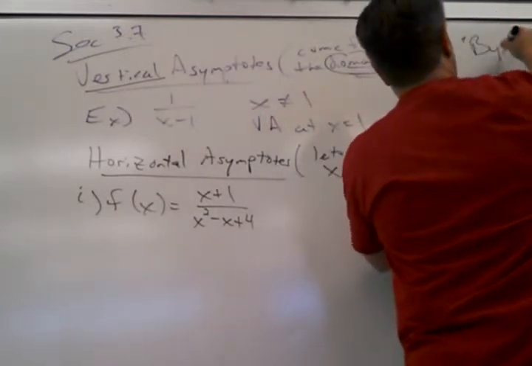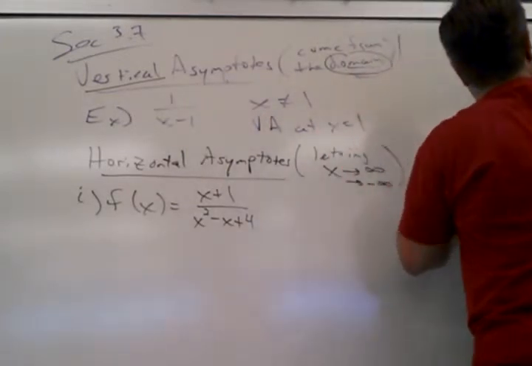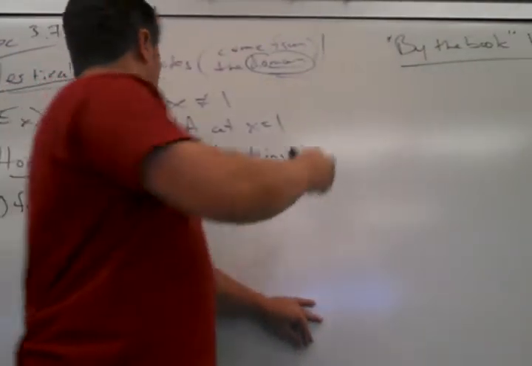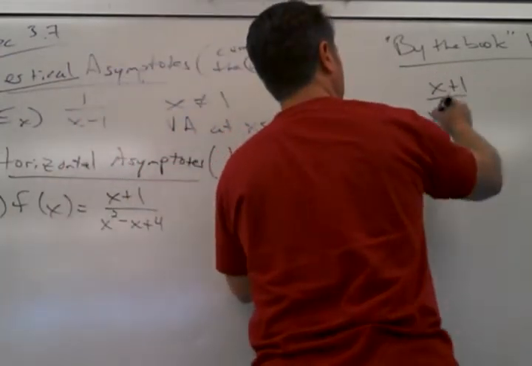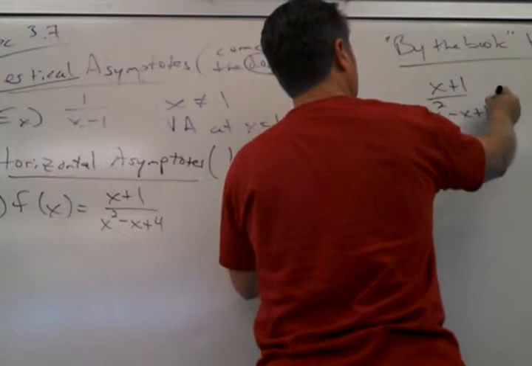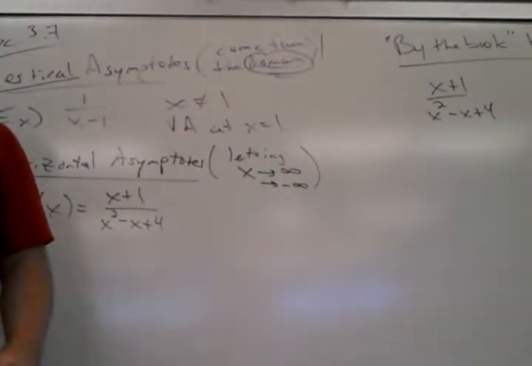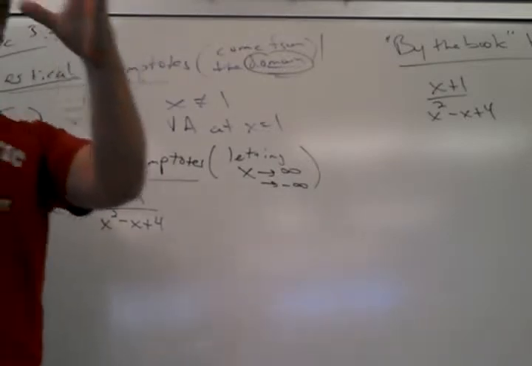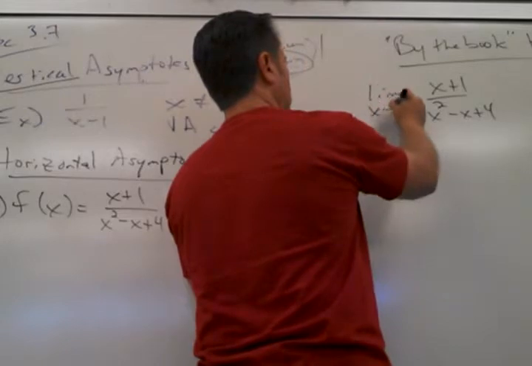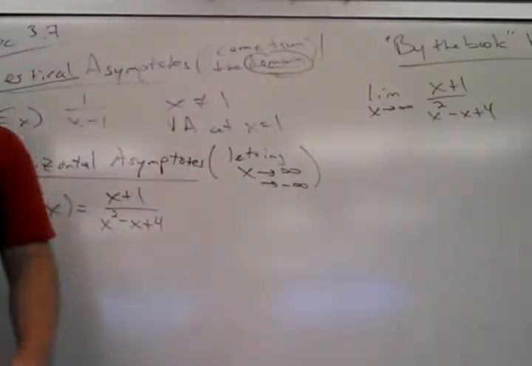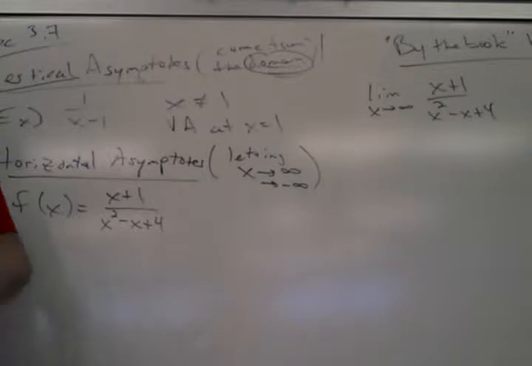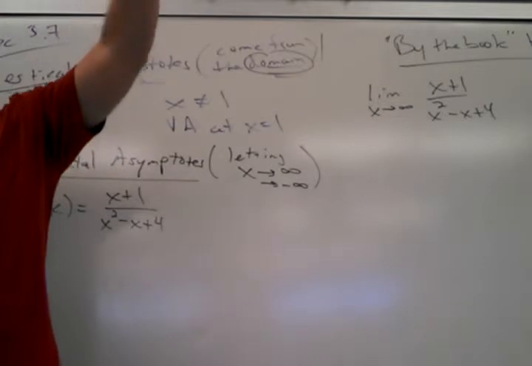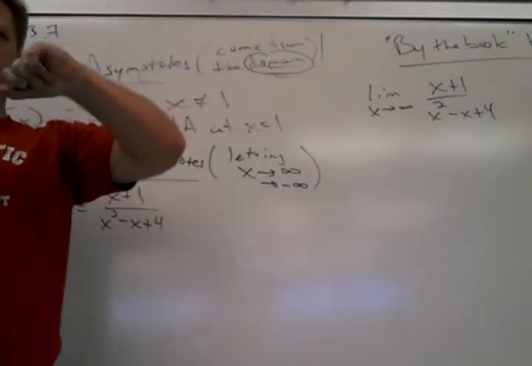So, by the book, horizontal asymptotes. I want to take this expression, and I'm going to bring in something I think I introduced very briefly before, the symbol for letting x get really big, or letting x do anything specific. It's the limit. So as I let x get really, really big, is there some limit to what x can do? Is there like a maximum it reaches or a minimum it reaches?